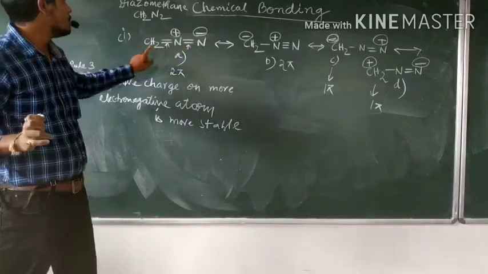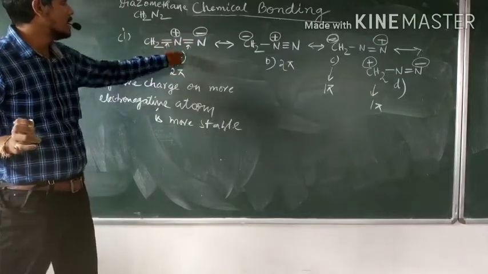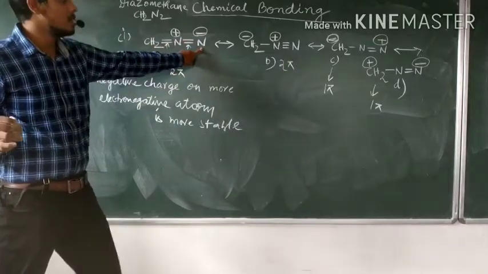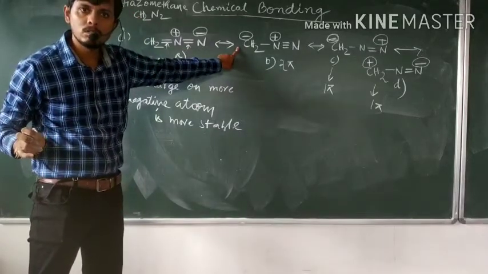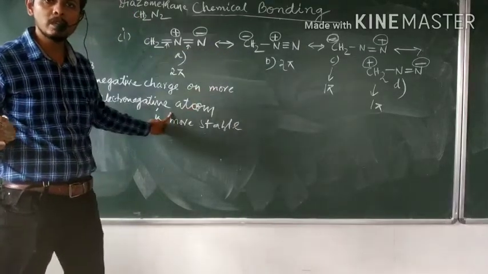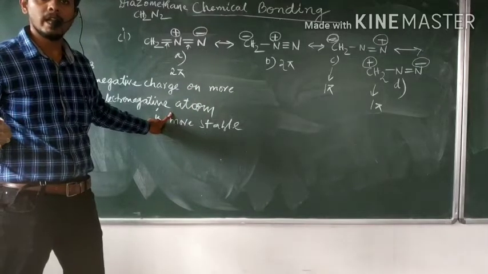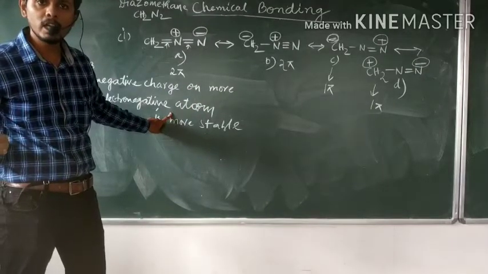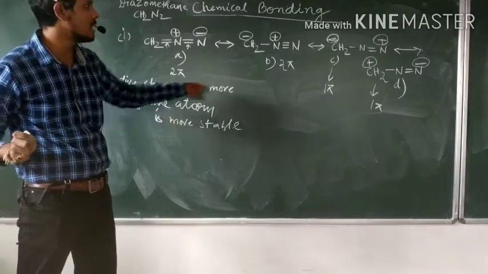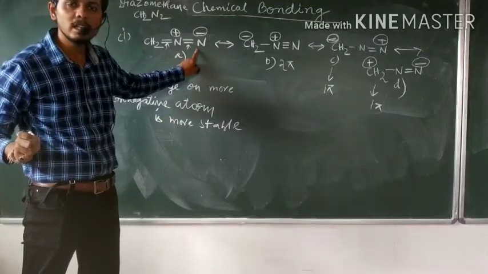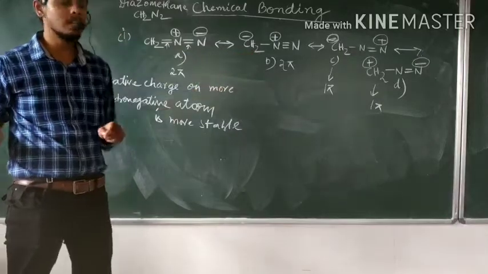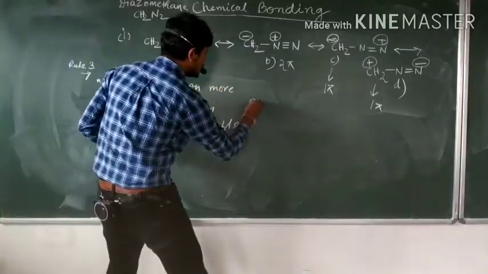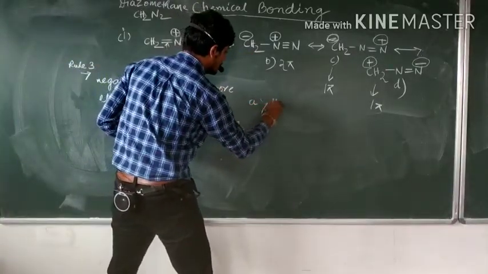If I consider A, the negative charge is on nitrogen, and if I consider B, the negative charge is on carbon. As per rule number 3, negative charge on a more electronegative atom is more stable. That means negative charge on nitrogen is more stable than negative charge on carbon. That means A is more stable than B.